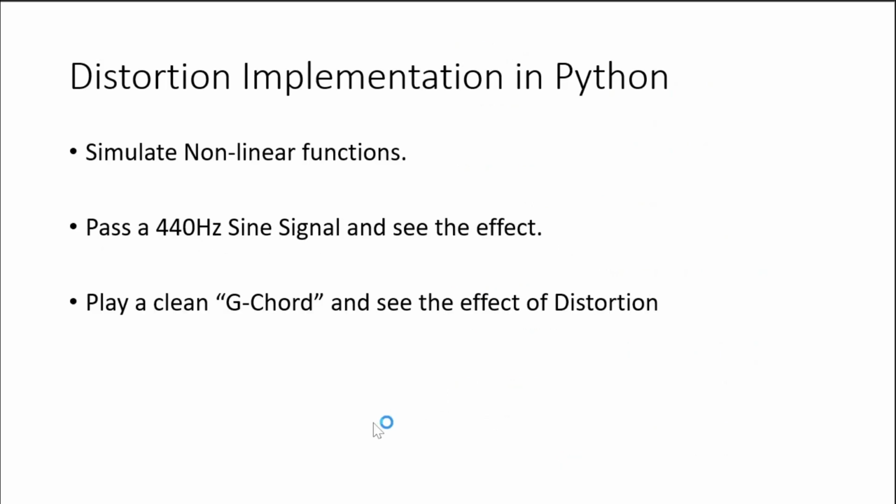So here is the plan. We are going to first simulate all these 8 nonlinear functions. Then we are going to pass a 440 Hz sine signal and see how it impacts the sine signal. And then we are going to play a clean G chord on a guitar and hear the distortion effect once they are modified by these nonlinear transformations. So over to code.